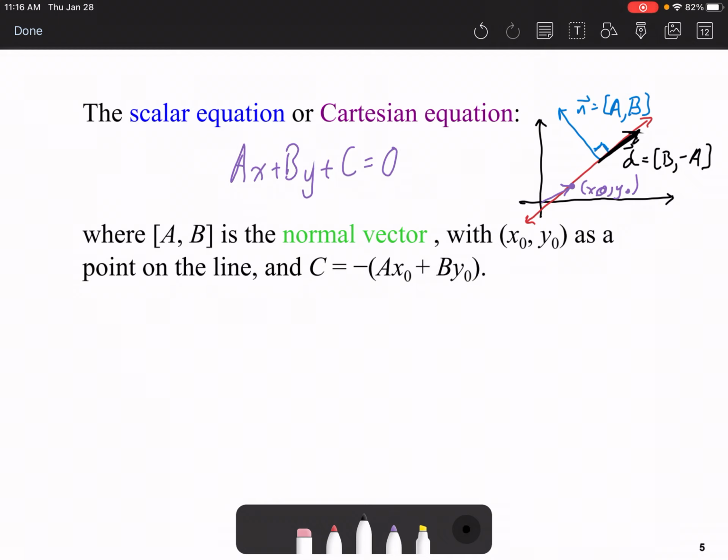Something else that comes out of this is that when you create this, your values of a, b, and c turn out to be integers. And more commonly, you put it in this form where your a value has to be greater than 0. If it's not greater than 0, then you just multiply the entire equation by negative 1.